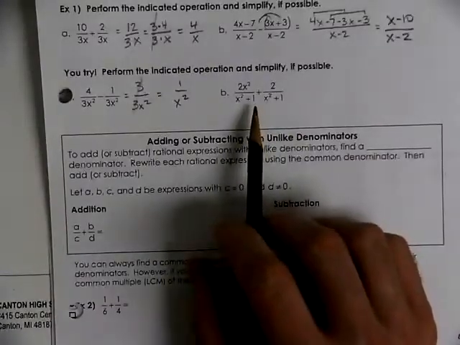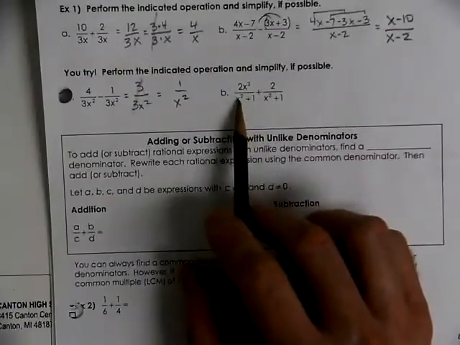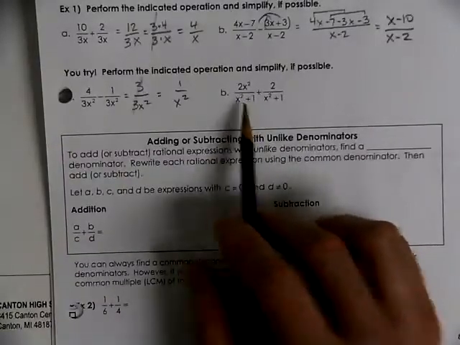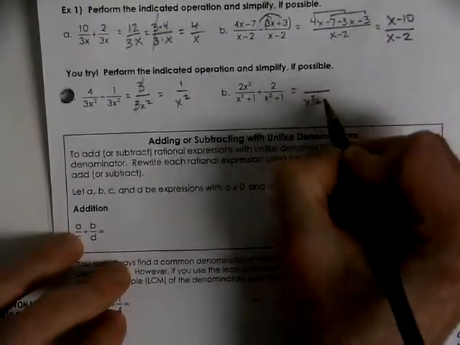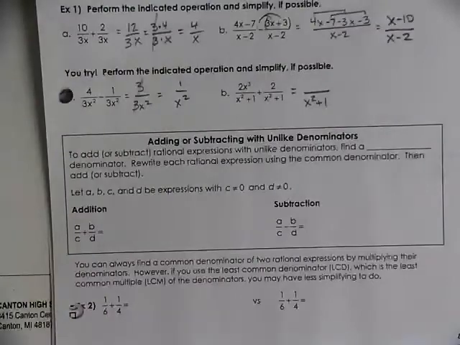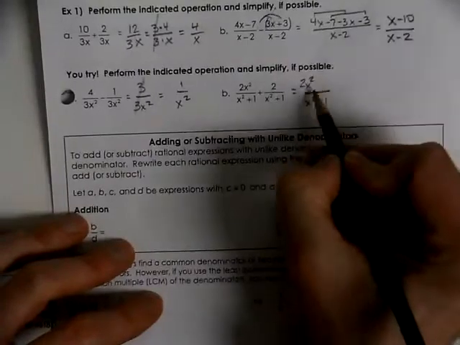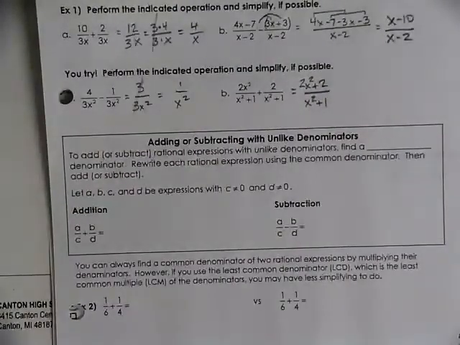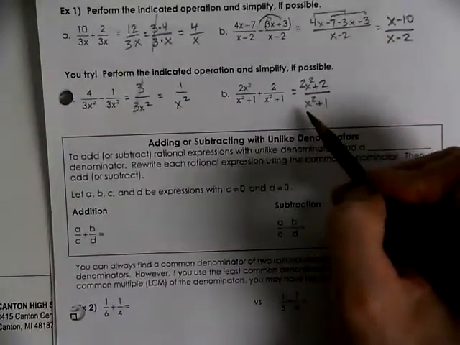This next one, you cannot reduce the x squareds in this case because the denominator is a binomial. The denominators look the same, so it's x squared plus 1. The numerator would be the 2x squared plus 2. Again, you cannot reduce any part of that the way it's written.